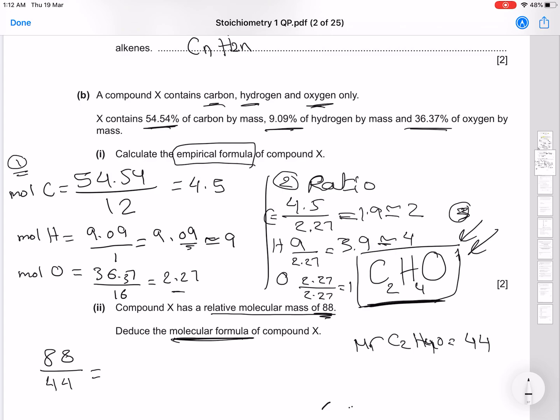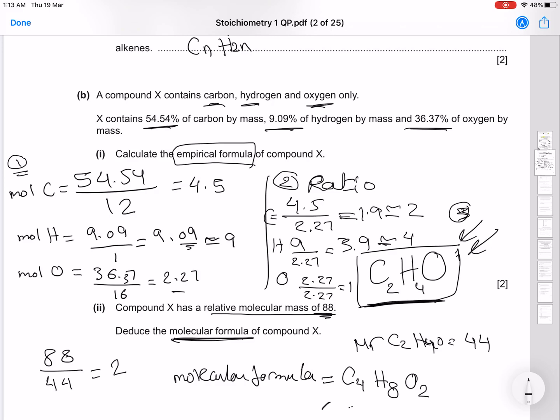Divide the 88 by the 44. This will tell you how many times the molecular mass is bigger than the empirical formula. When I do the division, I'll find that the molecular mass of 88 is bigger than the empirical formula by 2. That means the molecular formula should be twice as big as the empirical formula, right? So I'm just gonna multiply that by 2. So it's gonna be C4H8O2. This is the molecular formula of my compound X.